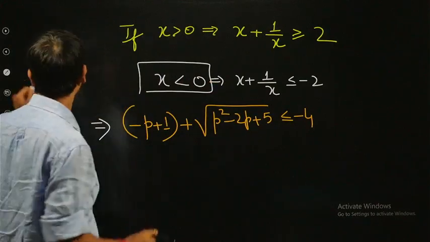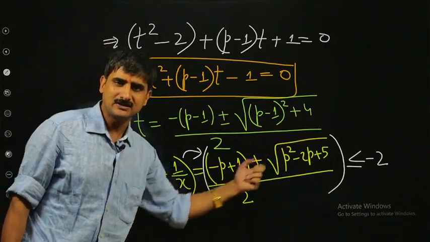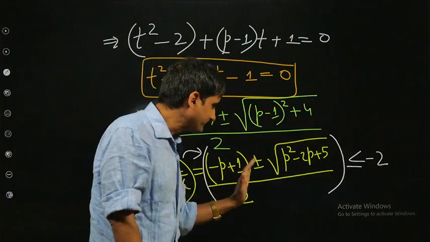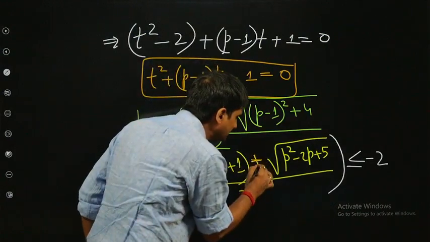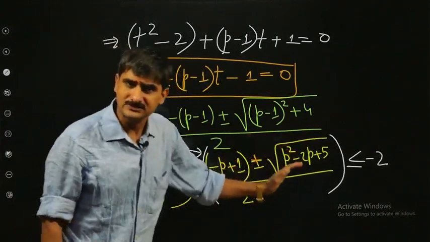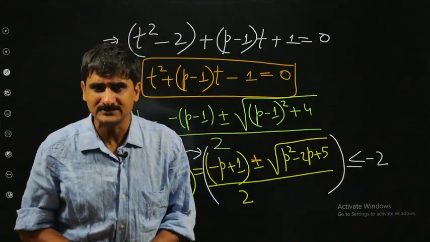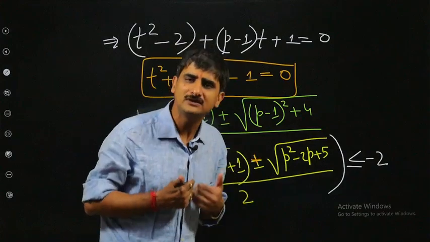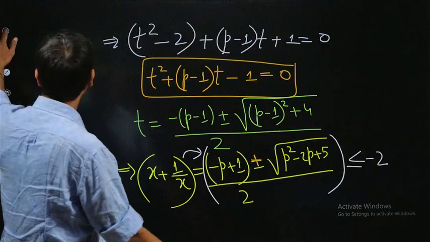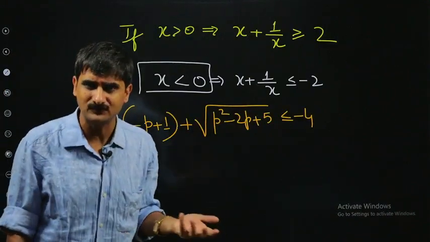Now what did I do? I'm claiming here, see, there are two possibilities, this plus that and this minus that. Now I am claiming that if, with positive sign, this expression in p is less than or equal to -2, then with negative sign it will definitely be less than or equal to -2. So if this happens, of course we will have the answer, and both roots will be negative.